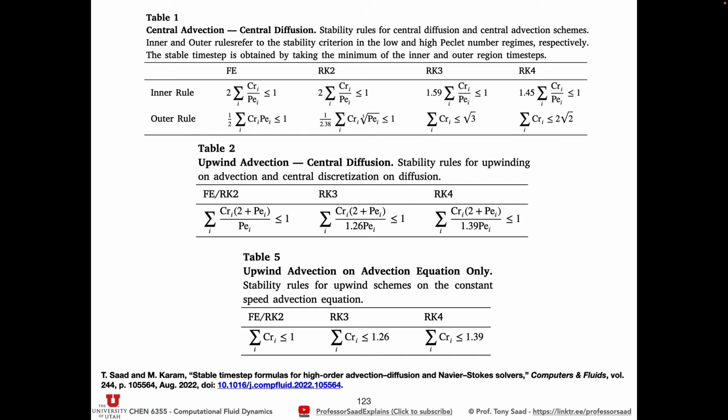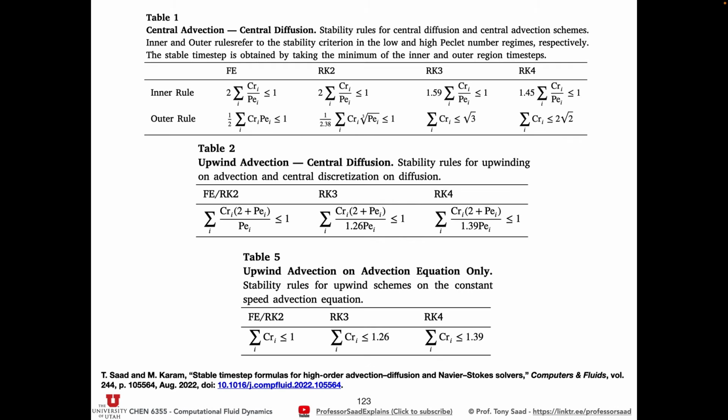Different schemes, also taken straight out of our paper. It's a really neat paper if you want to look at it. We have a lot of different rules for different combinations. So this was the one I showed you for central advection and central diffusion. These are the 2 rules. We call them the inner rule and outer rule. We explain why in the paper. Essentially, rule 1 is when you are diffusion dominated. Rule 2 is when you are advection dominated. That's why you saw the Fourier number less than half show up on the inner rule, because that's diffusion dominated, and Fourier was the condition on diffusion.